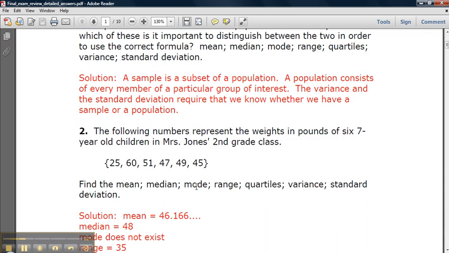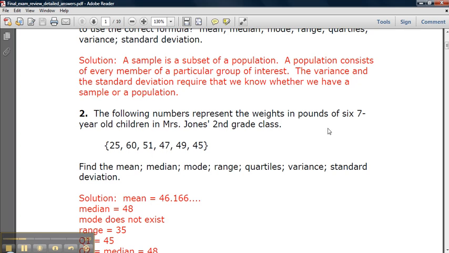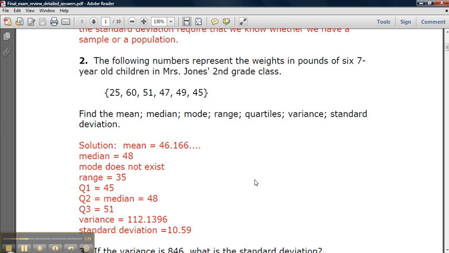Number 2, the following numbers represent the weights in pounds of 6-7-year-old children in Ms. Jones' second grade class. Find the mean, median, mode, range, quartile, and so forth. Use the software. Enough said about that one.